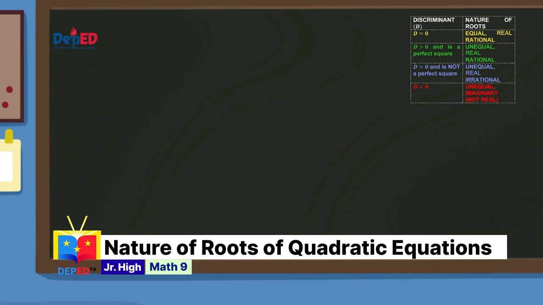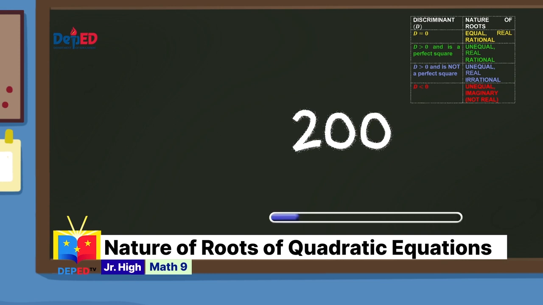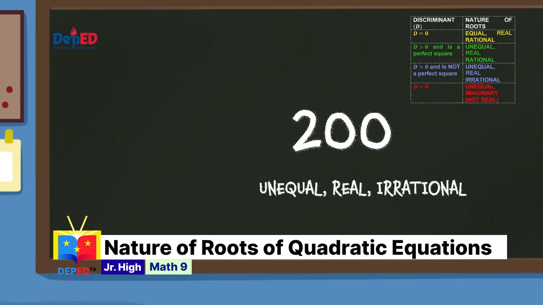Discriminant number 2. 200. What is the nature of the roots? Your answer in 5, 4, 3, 2, 1. Time is up. 200 is positive, but not perfect square. So, the roots are unequal, real, and irrational.